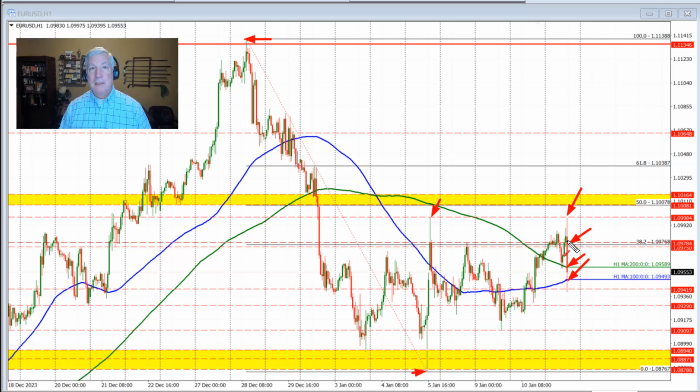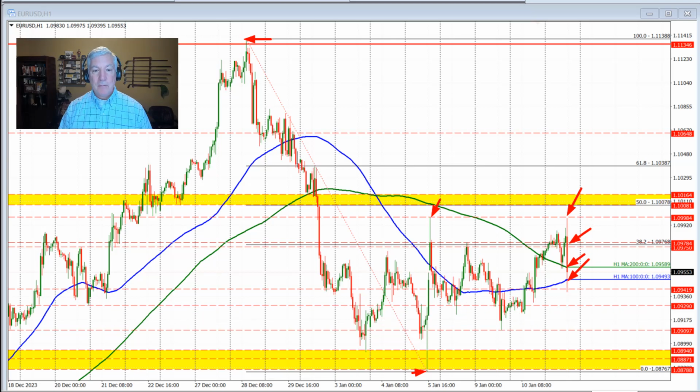And all these technical levels, the 38.2, the 200-hour moving average, 100-hour moving average, now become barometers for more bullish or more bearish. If the price were to move back above the 200-hour moving average and get above the 38.2% retracement at 1.0976, then that would be more bullish. If the price were to move back below the 100-hour moving average and stay below that level, we have been below it, then we'd look for further selling pressure with 1.0929 a potential level.